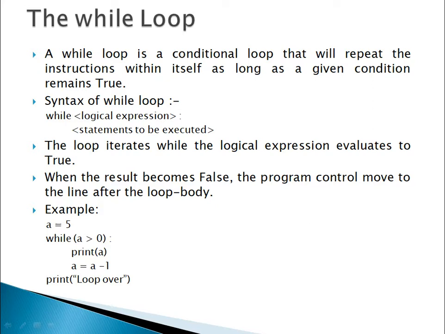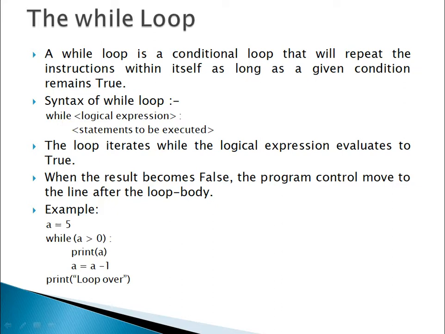While loop is a conditional loop, so you have to give a condition, and the body that will follow that while loop will be executed till the condition is true. As soon as the condition becomes false, the while loop will terminate. So the loop iterates while the logical expression evaluates to true. When the result becomes false, the program control moves to the line after the loop body.